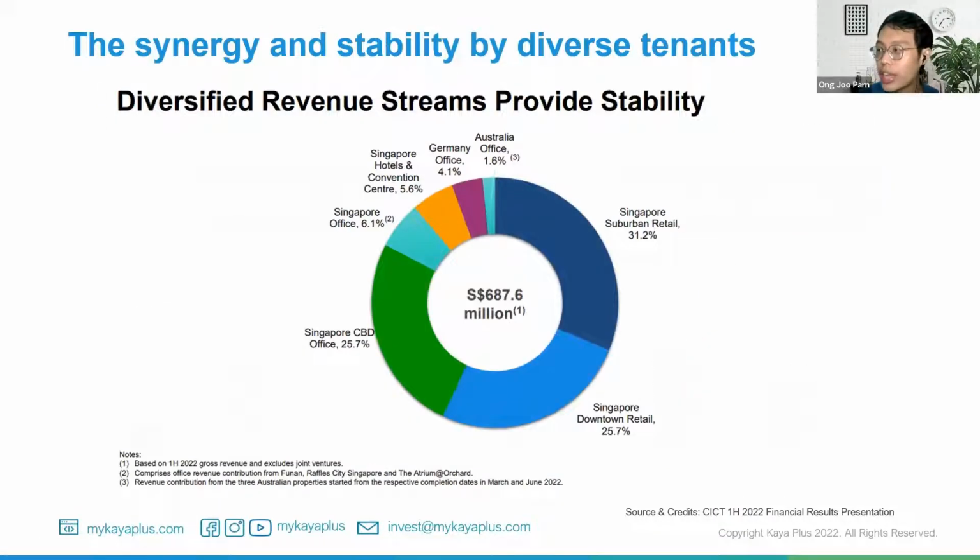And if you look at the tenant profile of CICT, because now it owns properties in the retail segment and also in the commercial segment, you can see that their tenant pool is very diversified, right? The suburban retail contributes 31%, the downtown retail, the ones located in the CBD area, 26%, the CBD office, 26%, and then the other small initiatives and the so-called growth outside of Singapore, Australia and Germany come to around 4.1% and 1.6% respectively.